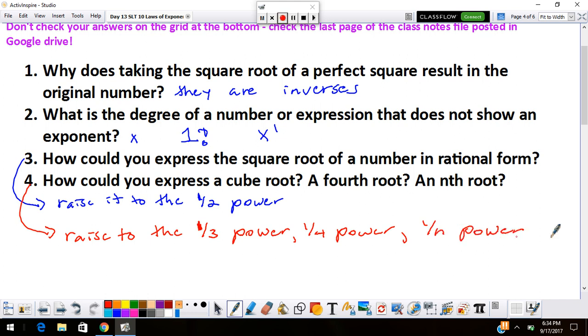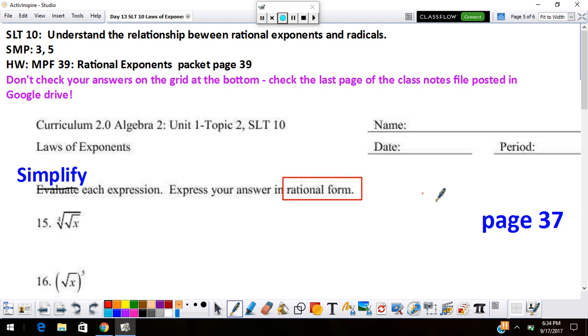That was summarizing. Alright, I have a couple of problems we're going to work through just to practice. So, on page 37, it says evaluate each expression. That is not correct terminology. To evaluate means to use PEMDAS and come up with a single number answer. We are just going to simplify these algebraic expressions, and we are going to make sure we first have answers in rational form. Remember, that means exponents are fractions.